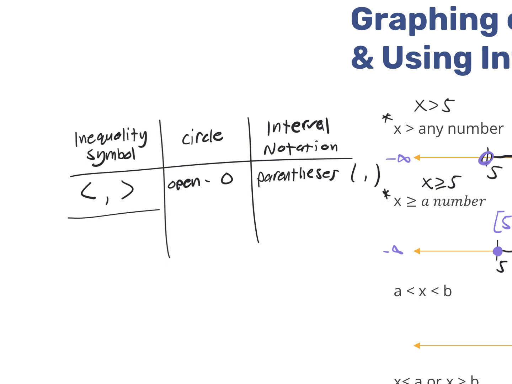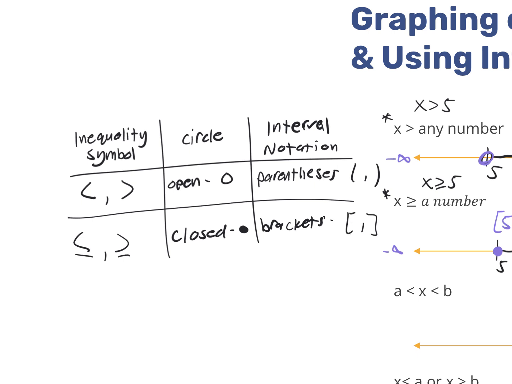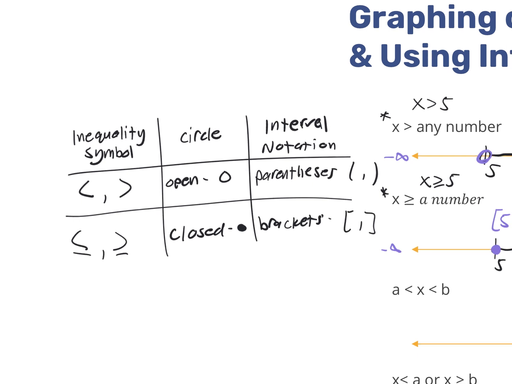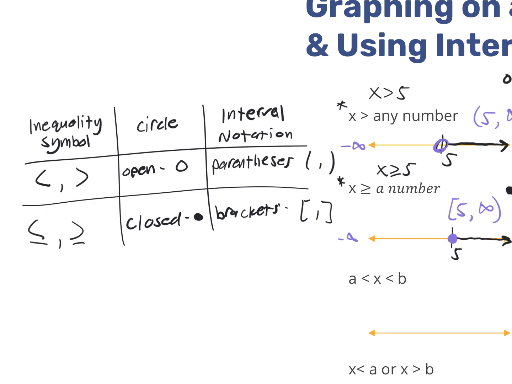And then for inequalities that have the line underneath, so inequalities with equality, we're going to have a closed circle. And we're going to use brackets. We're going to denote the closed circle using brackets. So bracket, bracket. All right, so just a quick way to summarize it.